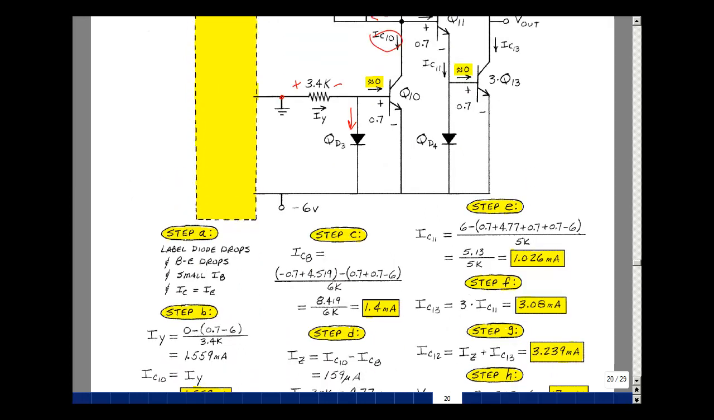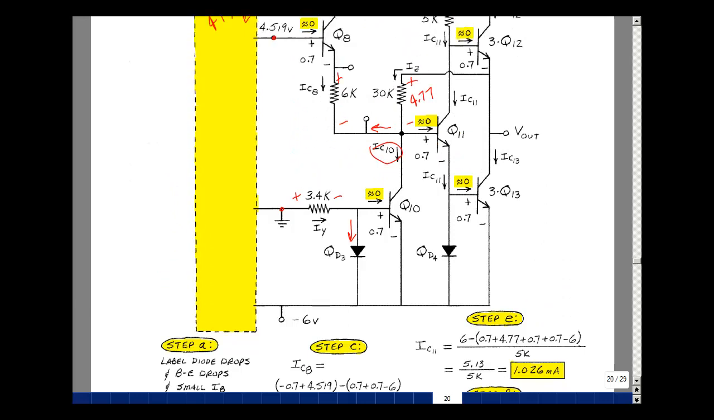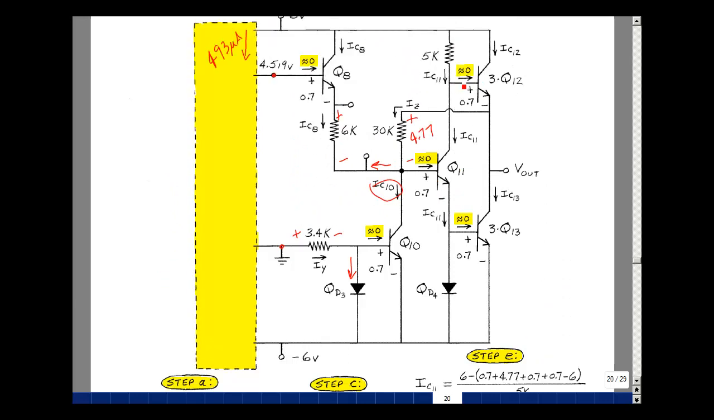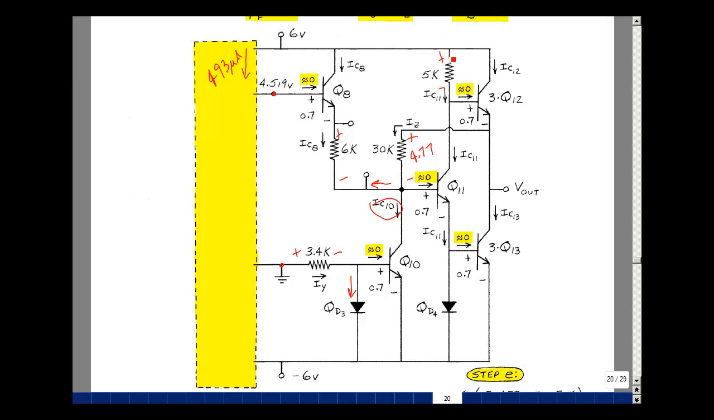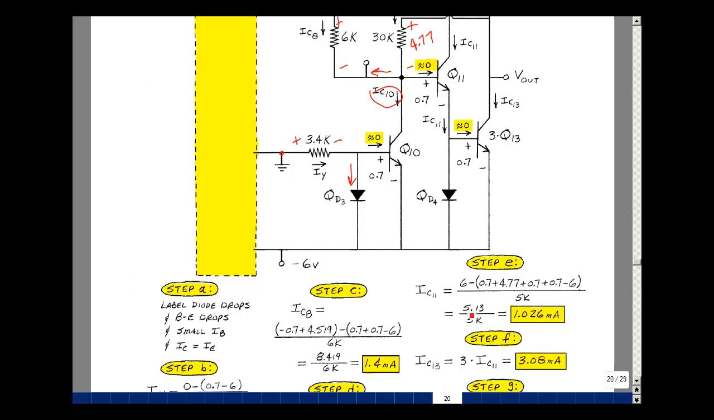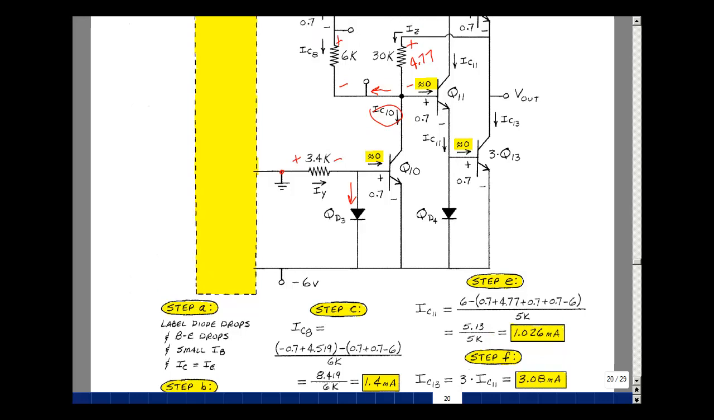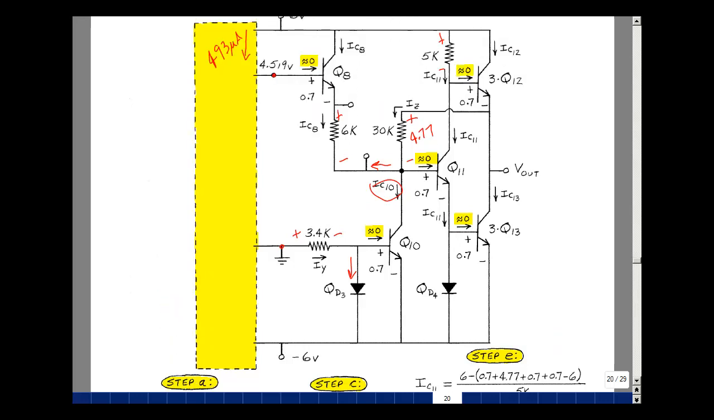Let's find the current in the collector of Q11 because the current in here is small enough to neglect. The current in this resistor is the same as the current here. The voltage across here divided by the resistance would be the current. This node voltage here is 6 and then minus the quantity 0.7, 4.77, 0.7, 0.7, then minus 6. And that's over here. That gives me 5.13 divided by 5K is 1.026 milliamps. The voltage across this resistor is 5.13.